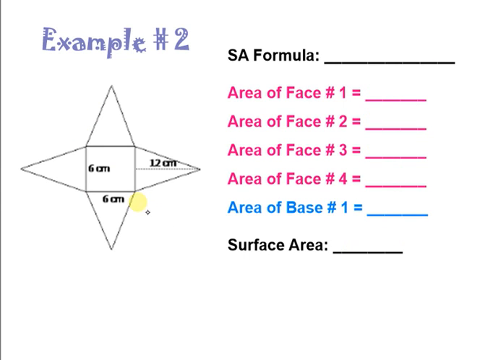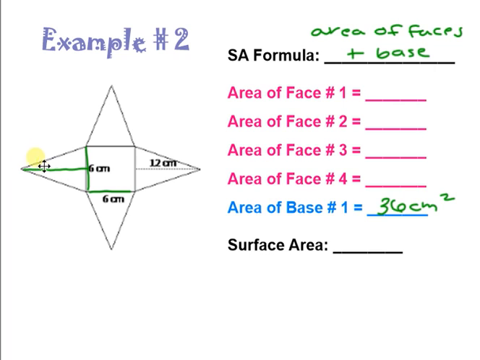All right, so here we have a net. So my formula is the area of the faces plus the base. So I'm going to start with the base first. So it says that the base is 6 by 6, which tells me it's a square. So 6 times 6 is 36 centimeters squared. Okay? Now, my slant height going up is 12 centimeters, which means it's also going to be 12 centimeters here, here, and here.